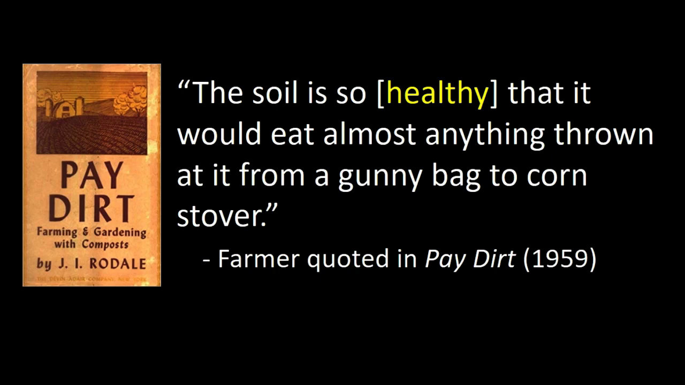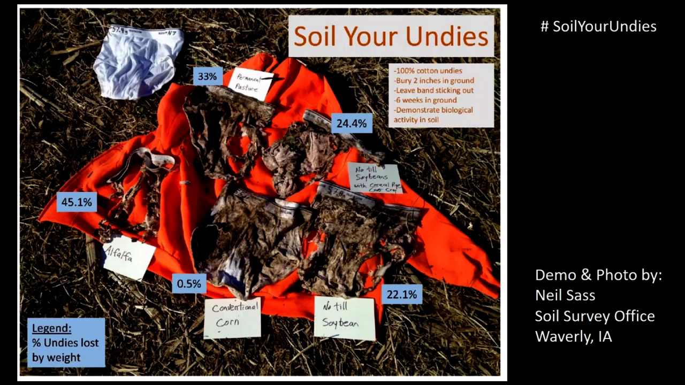So this is in J.I. Rodale, so you had brought up the Rodale Institute, part of the organic farming movement, and this is a farmer that's quoted in his book, Pay Dirt. This farmer said the soil is so healthy, they said fertile, but I inserted healthy there, that it would eat almost anything thrown at it, from a gunny bag to corn stover. So this is kind of an intuitive thing farmers have been seeing. You know, in a healthier soil, you get faster decomposition of residue. And this, of course, has led to the Soil Your Undies trend on Twitter.